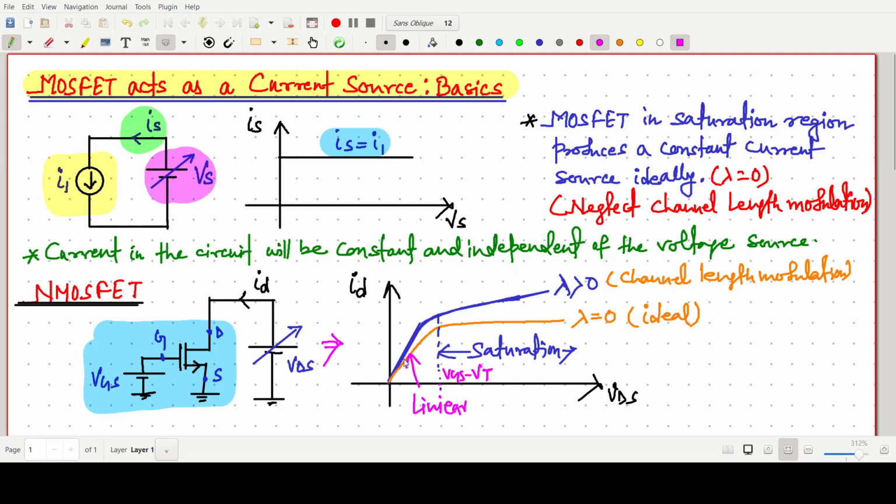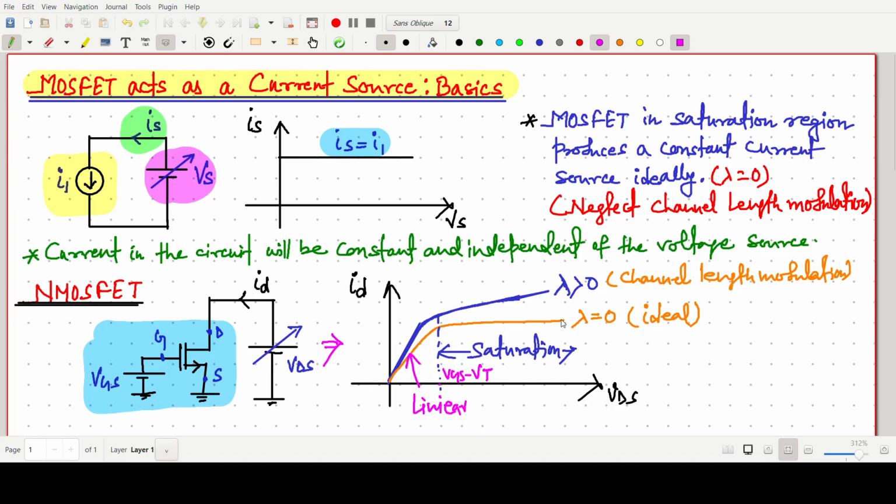So we can say that this one is our lambda greater than 0. So this one does not act as a better current source for lambda greater than 0. We will discuss it in detail. And for lambda 0, ideally, even if there is a change in VDS, it will give the constant current.